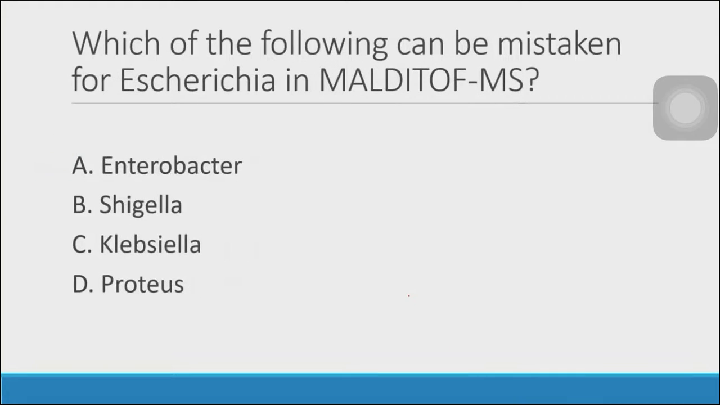Which of the following can be mistaken for Escherichia in MALDI-TOF MS? One of the considered greatest weaknesses of MALDI-TOF MS is its inability to identify Escherichia. It mistakenly identifies Escherichia as Shigella. So how do you presumptively identify Escherichia? Oxidase negative, MUG positive, lactose fermentation, and indole positive.